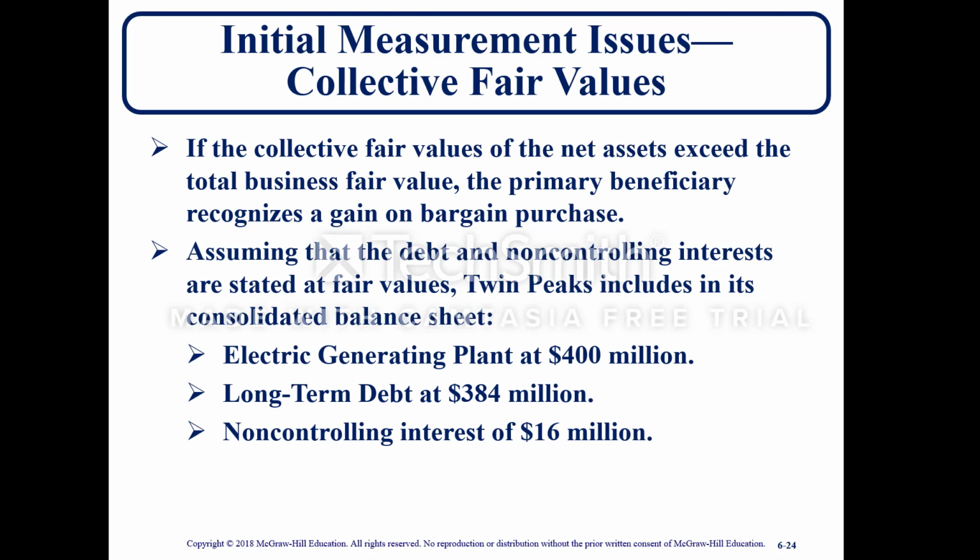Initial measurement issues, collection of fair values. If the collective fair value of the net assets exceeds the total business fair value, the primary beneficiary recognizes a gain on a bargain purchase. Assuming that the debt and non-controlling interests are stated at fair values, Twin Peaks includes in its consolidated balance sheet the electric generating plant at $400 million, long-term debt at $384 million, and non-controlling interests of $16 million.